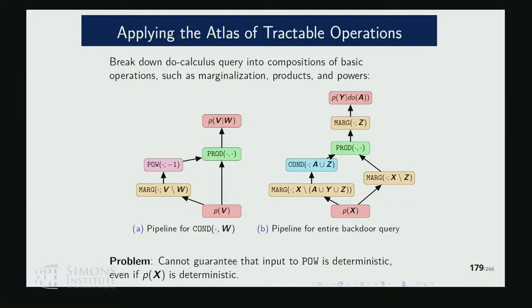So the issue here is that you need determinism for the power operation, as was in the atlas, but if you apply marginalization to a deterministic circuit, the output is no longer necessarily deterministic. So on this left side, it has to go through a marginalization operation and then a power. The property you need is on the next slide.